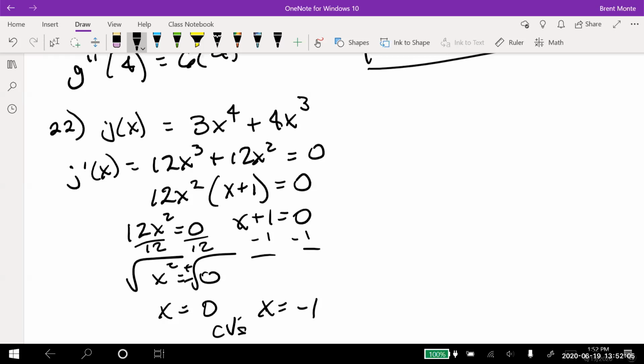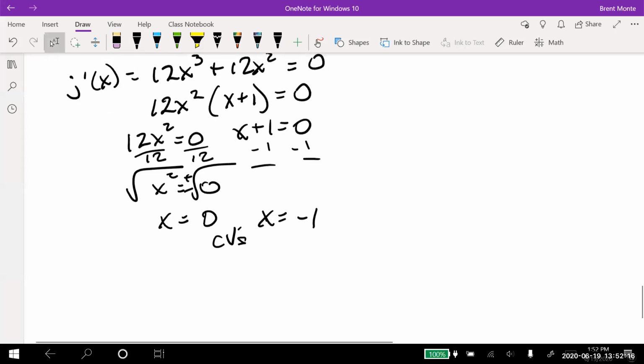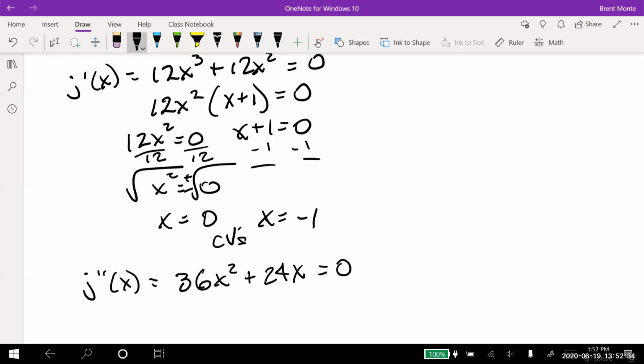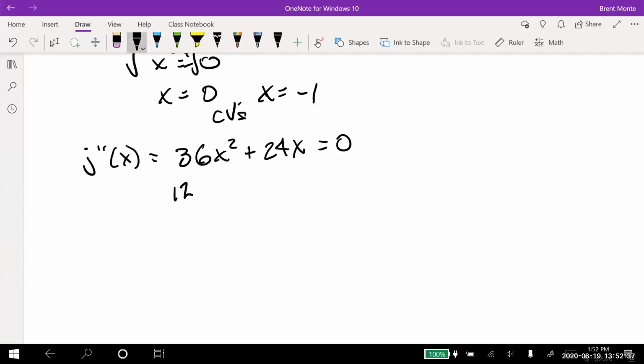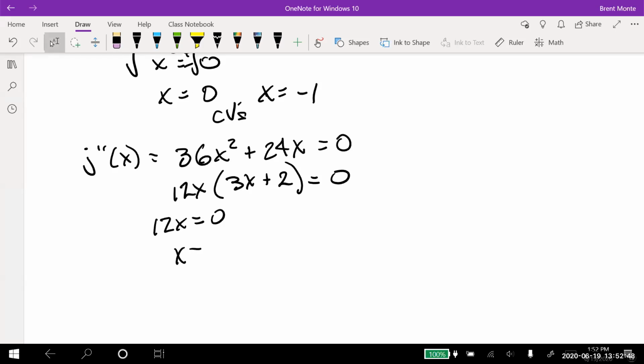All right, that's all good and well. We're going to use those to find relative extrema, but not yet. Because what I want to find is concavity. So I'm looking at the second derivative. Let's see, 12x to the third is going to give me 36x squared plus 24x. Set that equal to 0. Factor that out. I can factor out a 12x, common factor. Leaves me with 3x plus 2 equals 0. Well, 12x equals 0, divide by 12, x equals 0. 3x plus 2 equals 0, subtract 2, divide by 3.